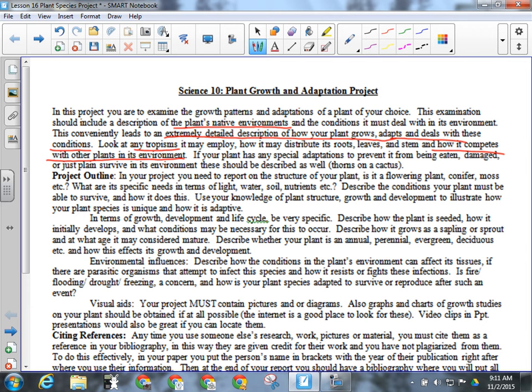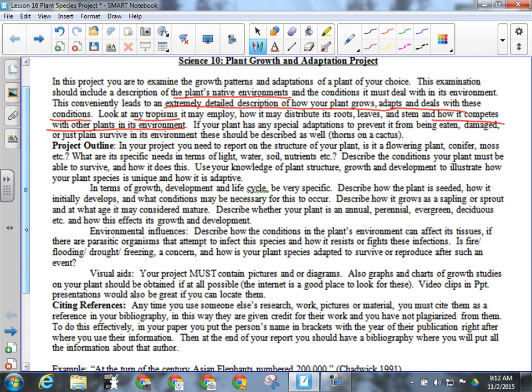Does it have any special adaptations that prevent it from being eaten, damaged, or just plain survive in its environment? Like thorns on a cactus is an adaptation against being eaten, right? Things like that. So those are things you'd probably want to consider talking about in here.